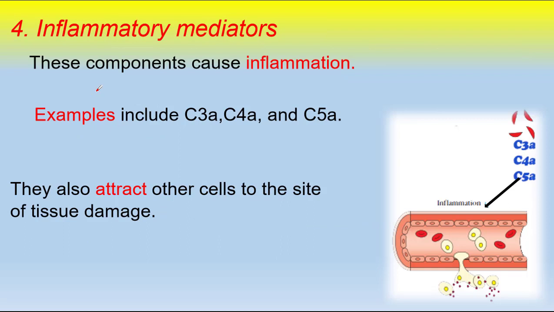The fourth category of the complement components is inflammatory mediators. These are the components that cause inflammation reactions. Mostly these are smaller fragments of the complement components, for example C3 alpha, C4 alpha and C5 alpha. They also attract other cells, for example neutrophils or eosinophils, to the site of tissue damage.